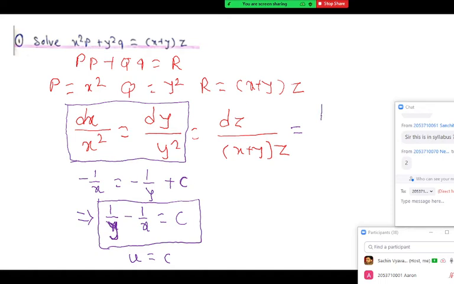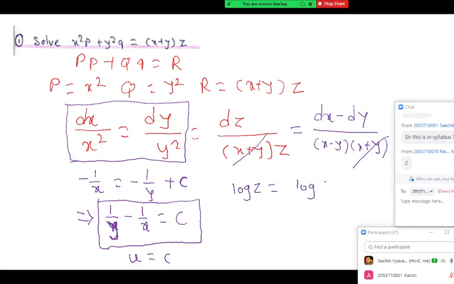Can I write like this? Each ratio is equal to dx minus dy divided by x square minus y square. But that x square minus y square, I can write it as x minus y into x plus y. Is it? Now this x plus y gets cancelled, and now this is dz upon z, dx minus dy upon x minus y. And you can observe the derivative of denominator is present in the numerator. So integrating, log z is equal to log of x minus y.